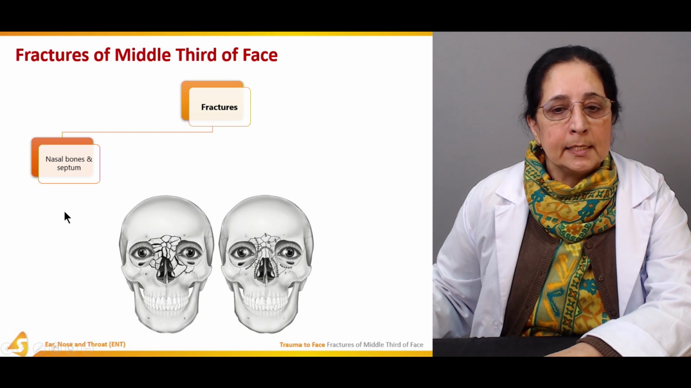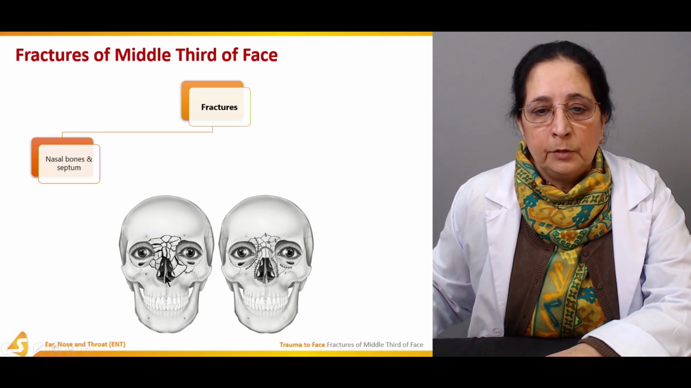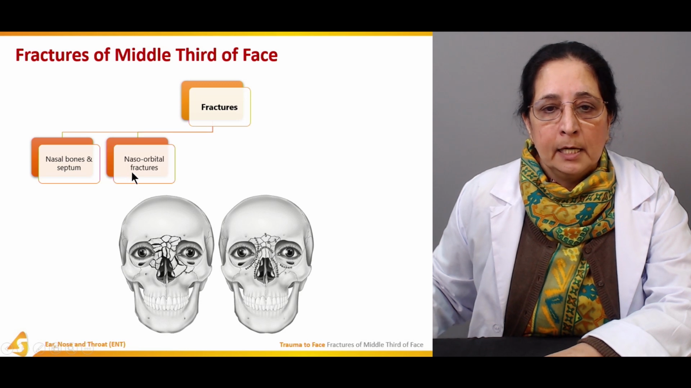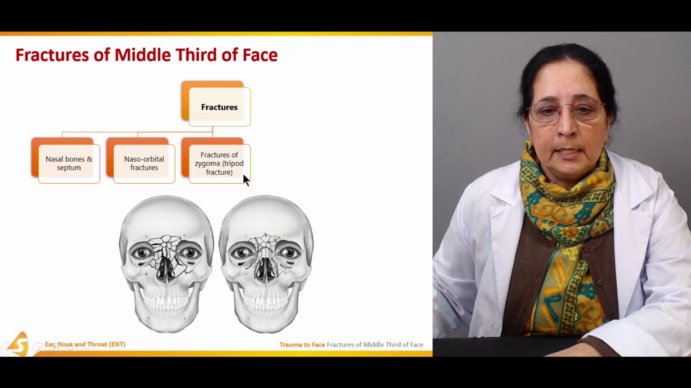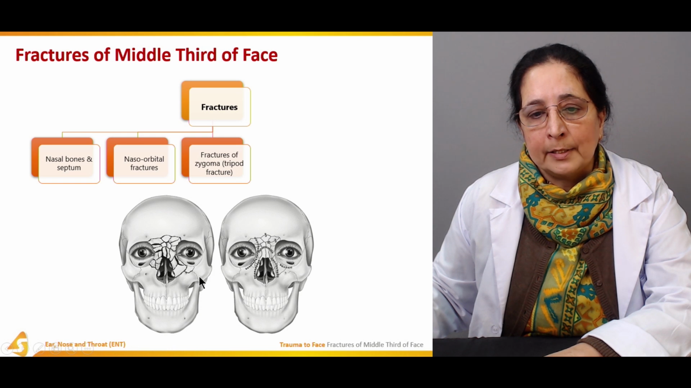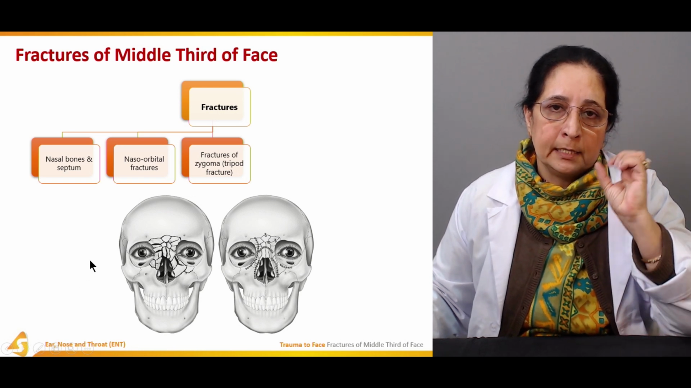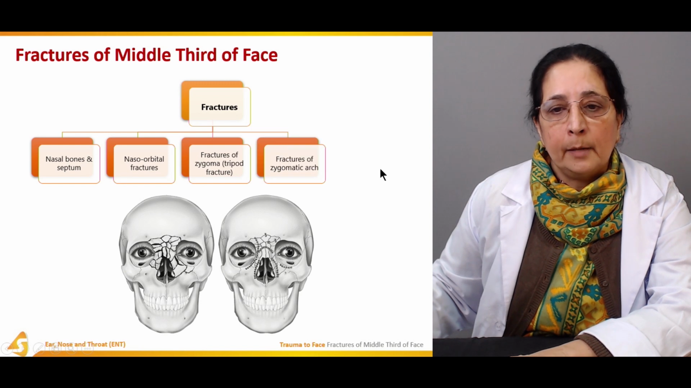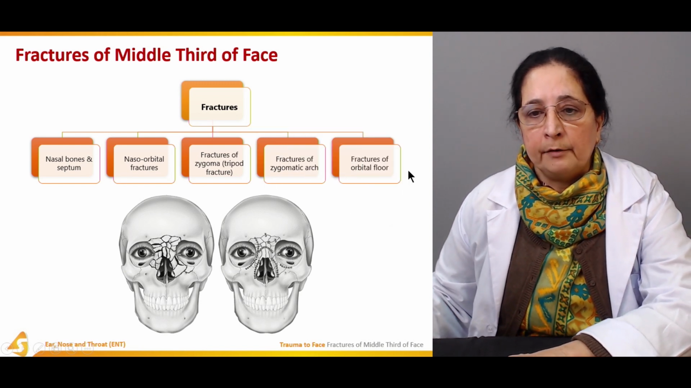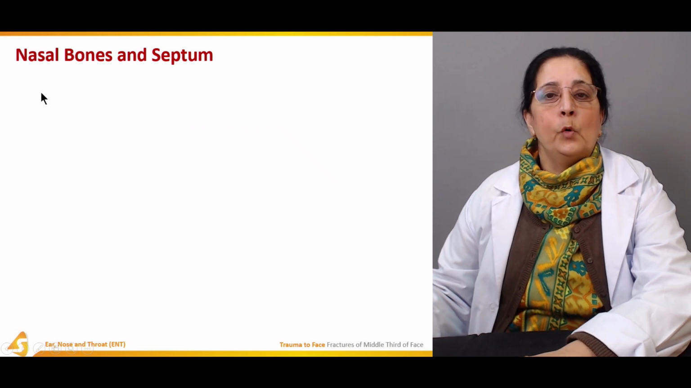Fractures of nasal bone and the septum. Septum is the partition between the two sides of the nostrils, between the right and left nasal cavity. Naso-orbital fracture, so fracture between the nose and the eye. Fracture of the zygoma. Zygoma is the bone present in the face, and this is the zygomatic arch that gives the cheeks their prominence. So all these are involved in the upper face. Fractures of the zygomatic arch and fractures of the orbital floor of the eyes. Nasal bone and septum.